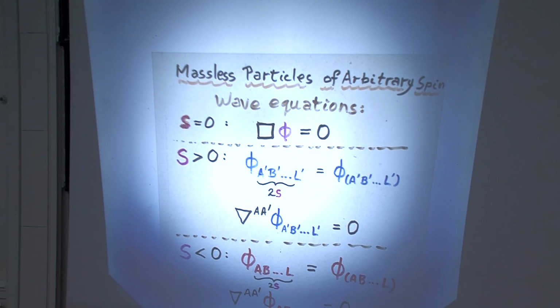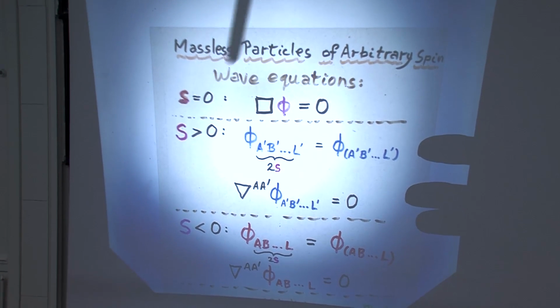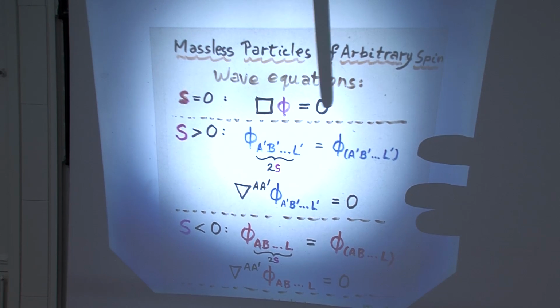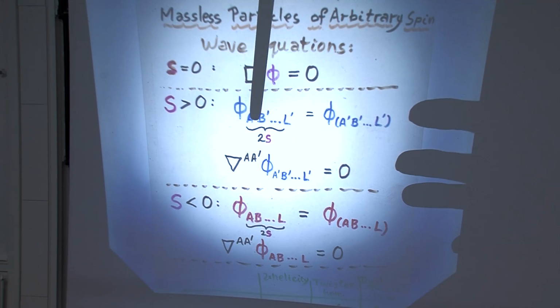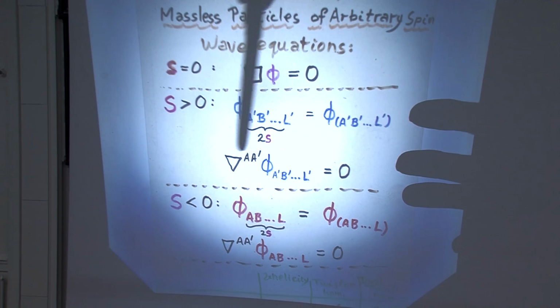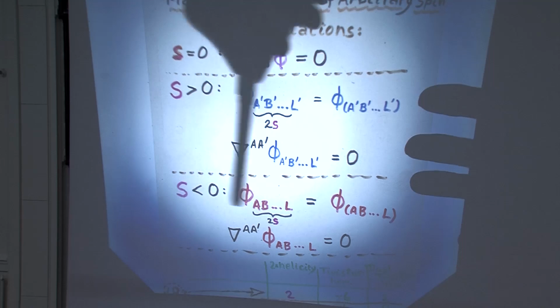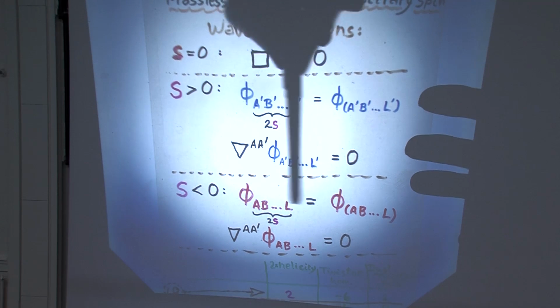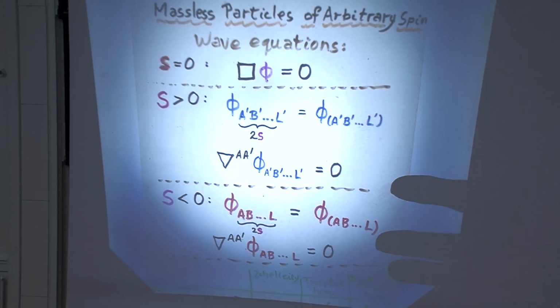Well, these are the massless field equations in flat space for arbitrary spin. For s equals 0, you have the D'Alembert, the wave operator. For s positive, you have a symmetric spinor with primed indices, which satisfies this generalized Weyl-Dirac equation. And if it's negative helicity, you have unprimed indices, which satisfy that. So these are the standard equations.